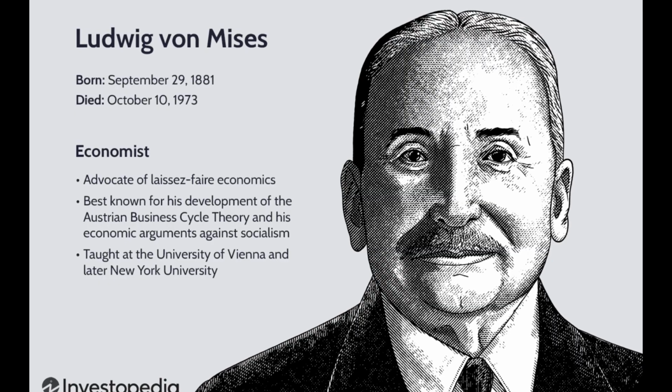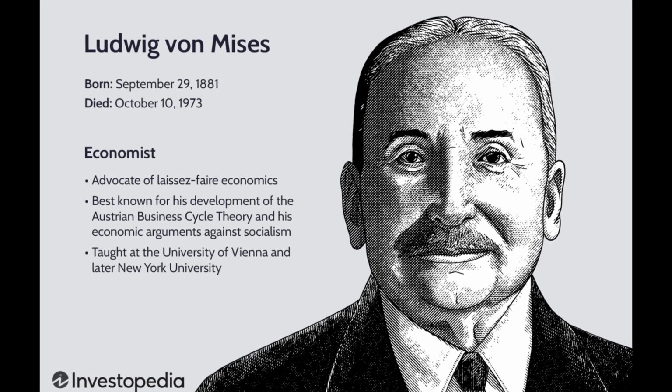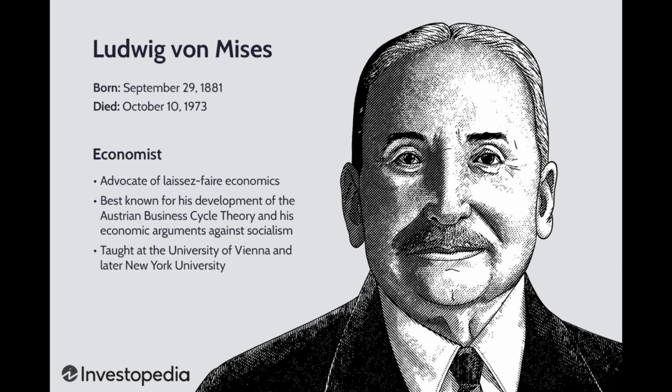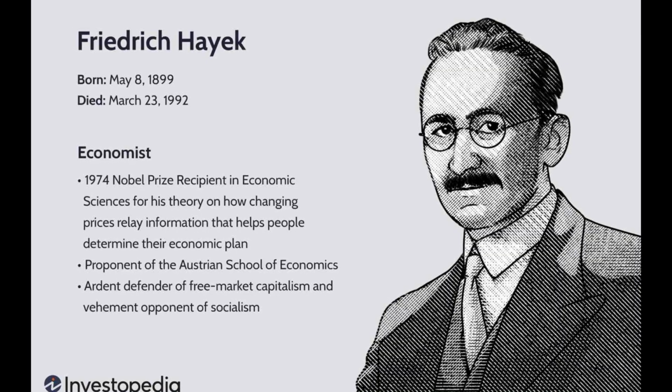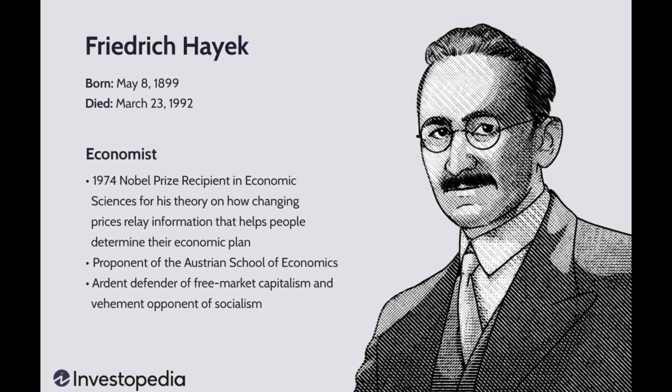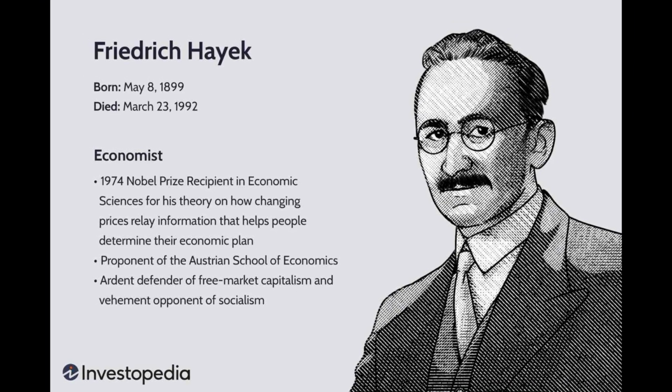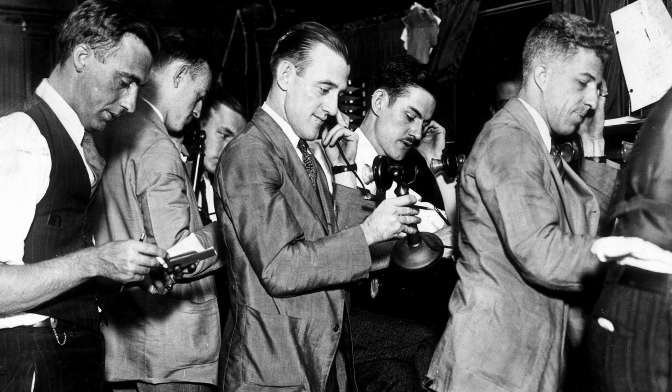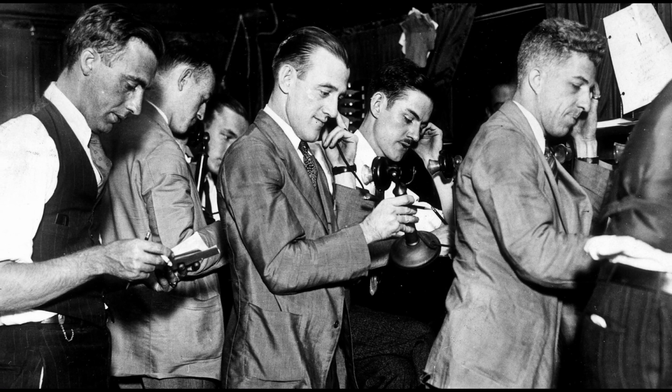The Austrian school, associated with economists like Ludwig von Mises and Friedrich Hayek, offers a different perspective. The Austrian approach focuses on the role of credit expansion and the distortions caused by government and central bank interventions in the economy.